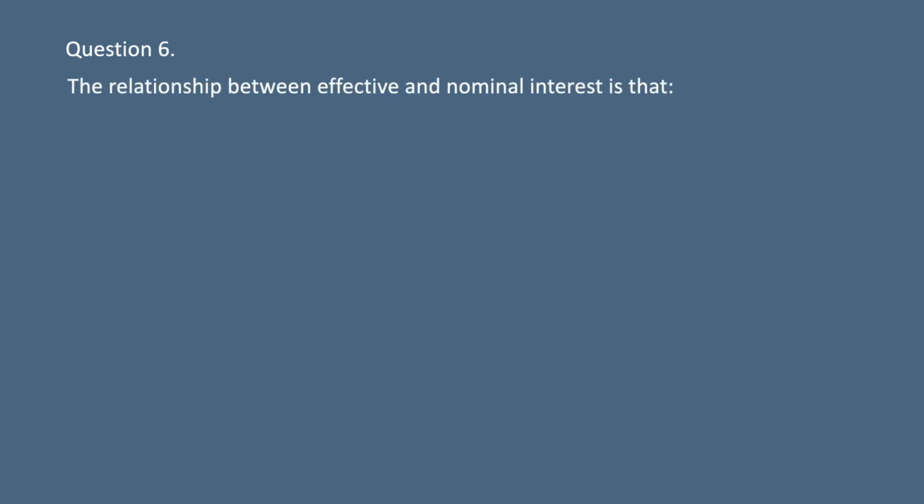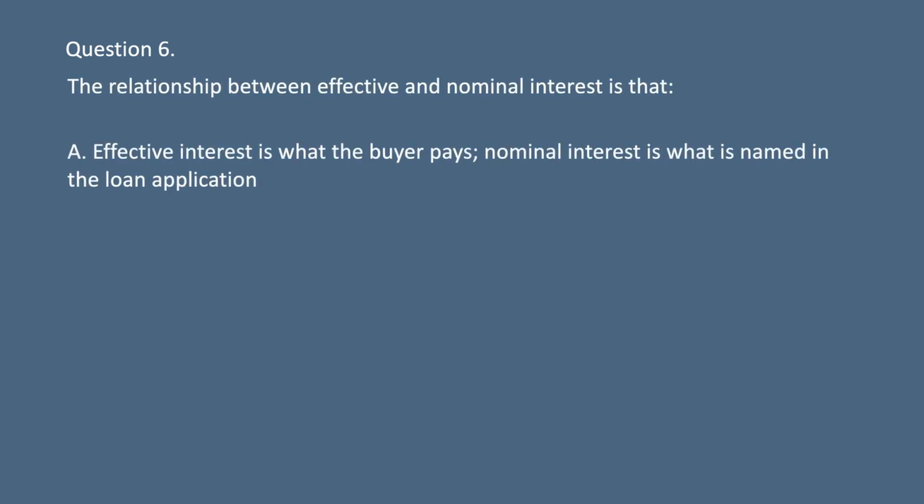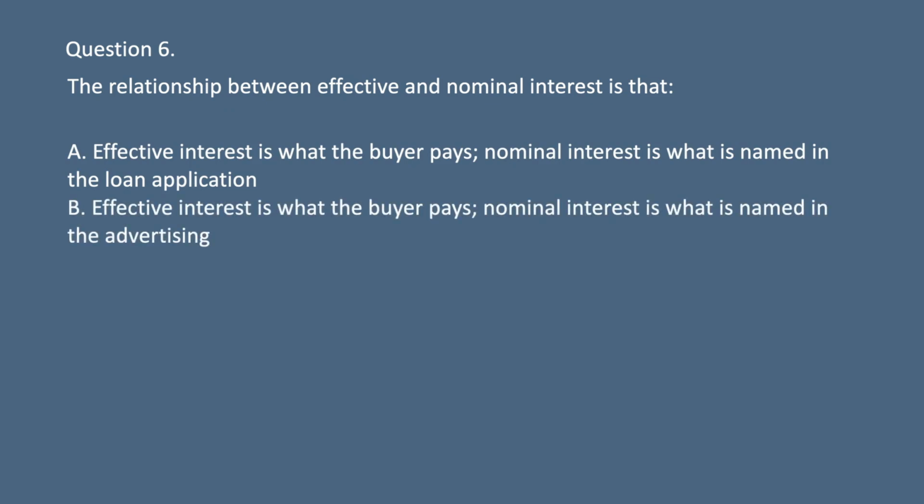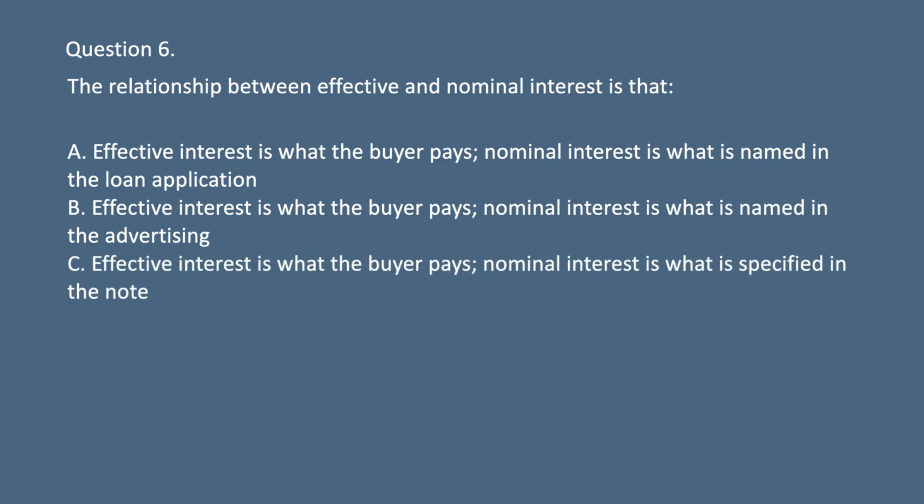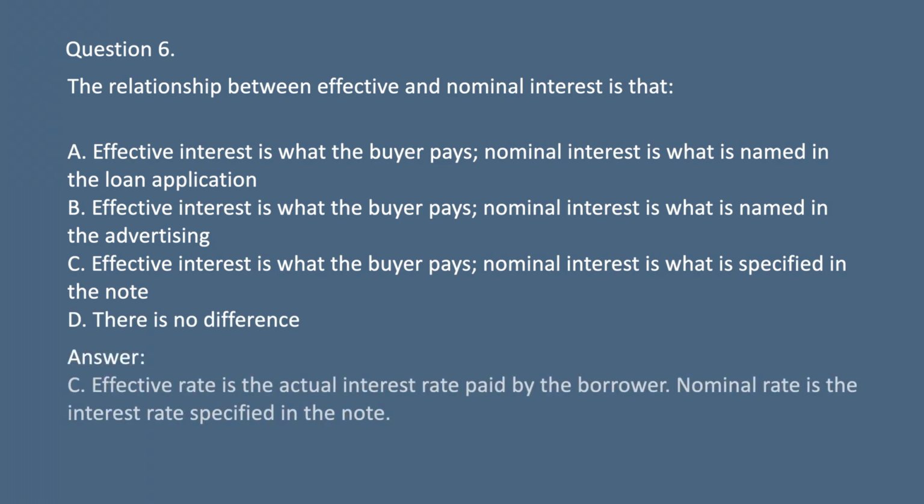Question 6. The relationship between effective and nominal interest is that A. Effective interest is what the buyer pays, nominal interest is what is named in the loan application. B. Effective interest is what the buyer pays, nominal interest is what is named in the advertising. C. Effective interest is what the buyer pays, nominal interest is what is specified in the note. D. There is no difference. Answer: C. Effective rate is the actual interest rate paid by the borrower. Nominal rate is the interest rate specified in the note.